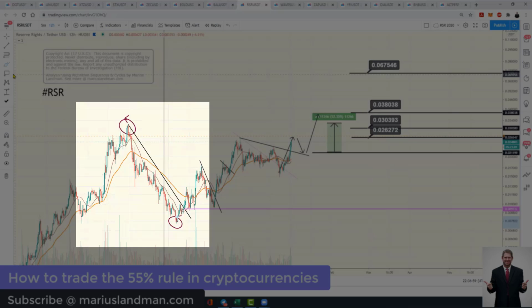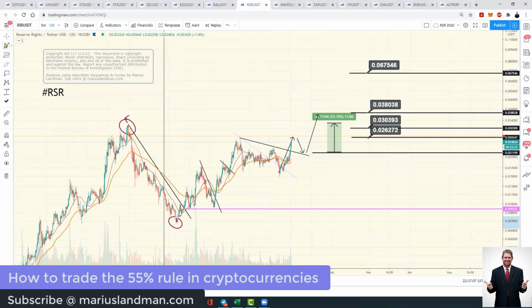Now recall that we mentioned in our reports for our members that we will trade the 55% rule. We then mentioned that what you do, you simply draw that line from the top there, right here to where it breaks out. And you can see here that the market came all the way down. It went down, tried to break out, came right down here, and right at that point it broke out. So this pink line resembles the exact point in time when RSR broke out upwards.